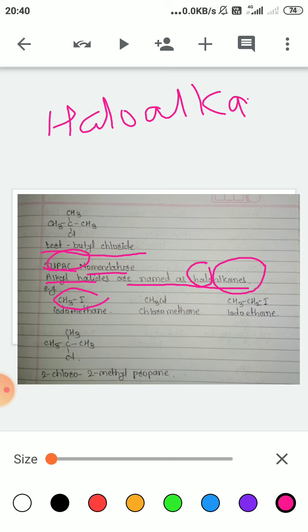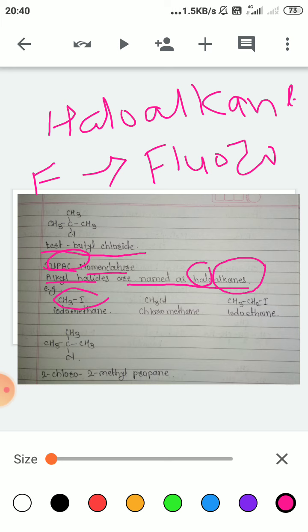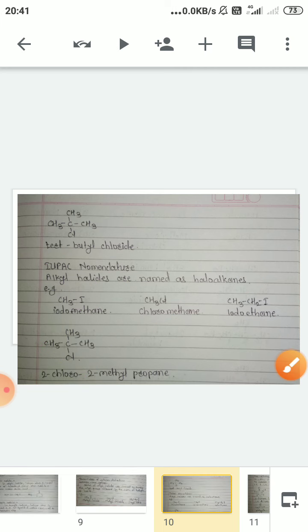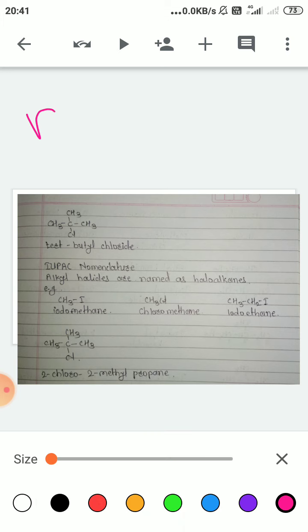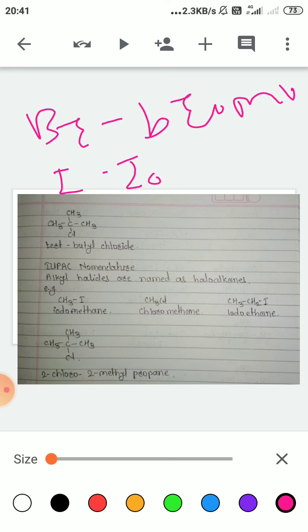For the halogens, if fluorine is there, we write fluoro. If Cl is there, we write chloro. If Br is there, we write bromo. And if I is there, we write iodo. In this way, the name of the halogen in the form of halo is followed by the name of an alkane.